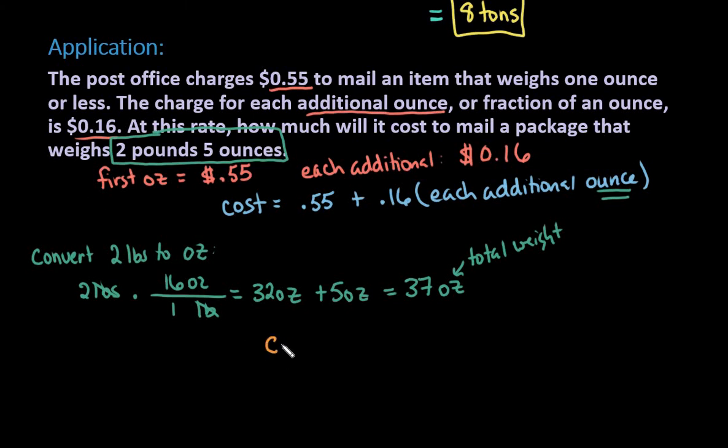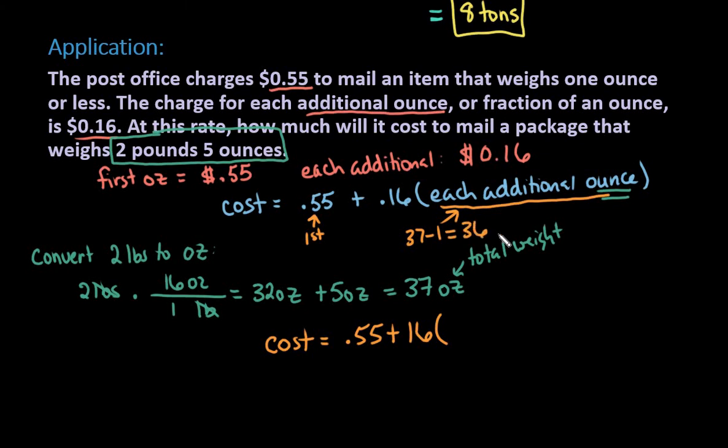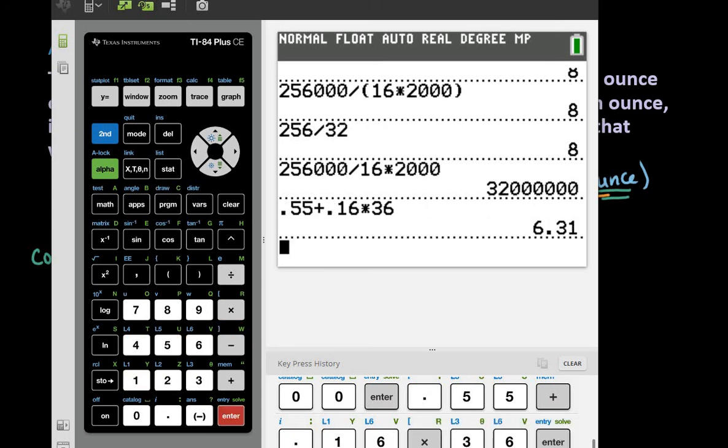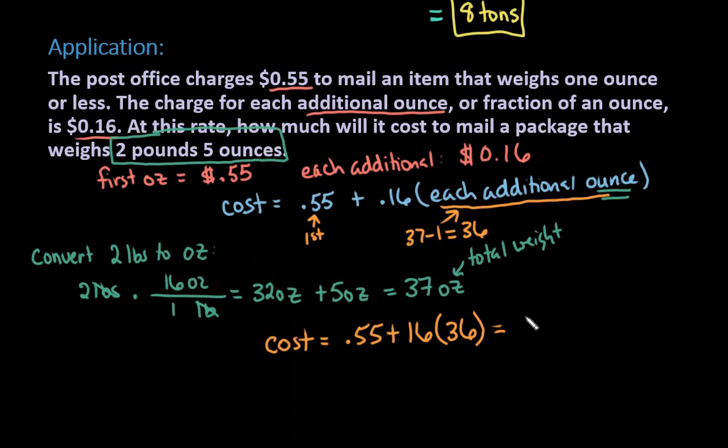And so we can say that the cost equals 55 cents plus 16 cents times, and this is where you have to be careful because it's each additional ounce. So the first ounce goes here. So to get the each additional ounce, we would do the 37 minus 1, which would give us 36 ounces. Okay, so we have to pay for 36 additional ounces, and then you can just simply plug this into your calculator or do the math on your own. So we would have 55 plus 16 cents times the 36 ounces, and we end up with $6.31.